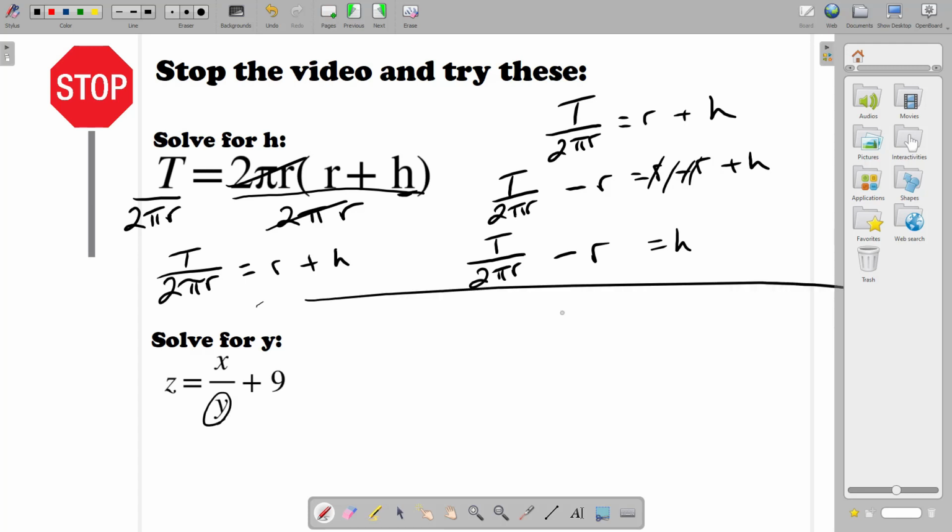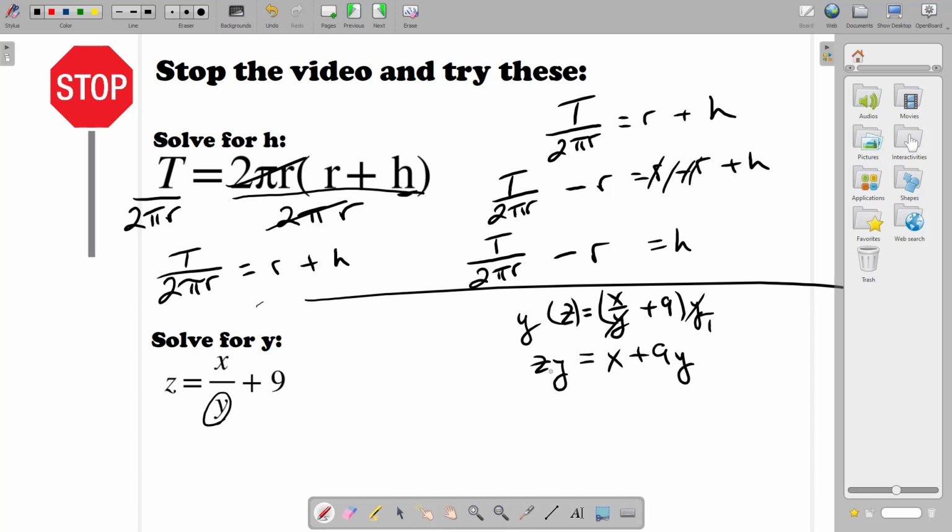So in this next equation, I'm going to take z equals x over y plus 9. I'm going to get rid of the fraction by multiplying both sides by y. That gives me zy equals, here the y's divide out because that's y over 1, so I'm left with x plus, and 9 times y is 9y.